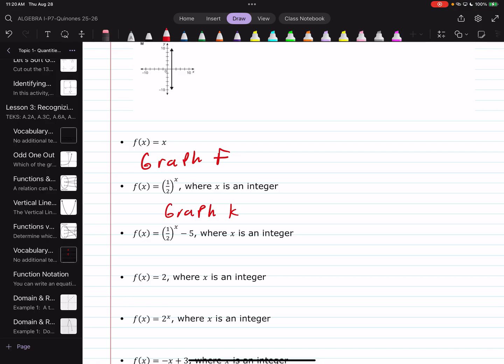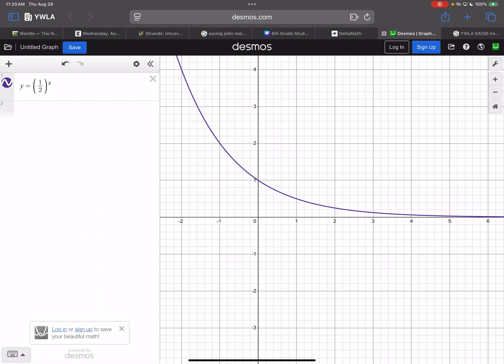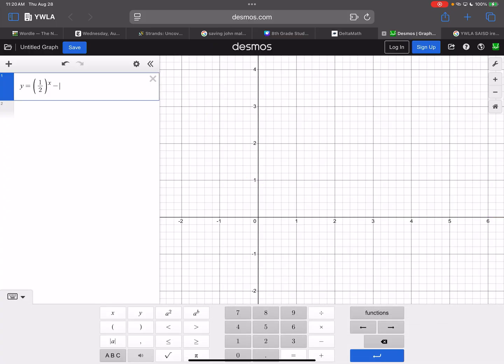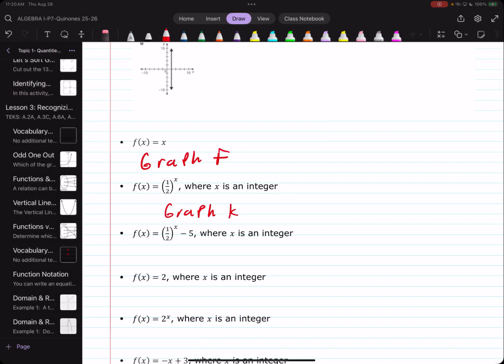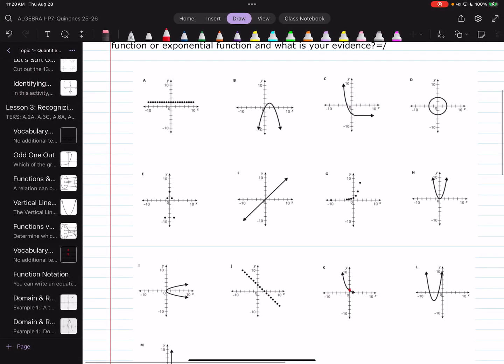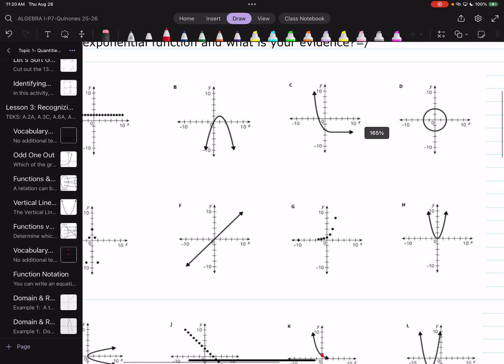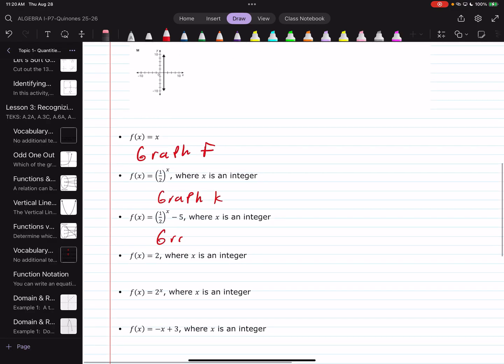Someone raise your hand and tell me. What does the other one look like? Graph C. It looks like it. All we did was -5, and we ended up somewhere here. What does graph C look like? Yep, I like it. This is graph C. Okay, what about the next one? What does the other one look like? Yes. Graph which one? A.